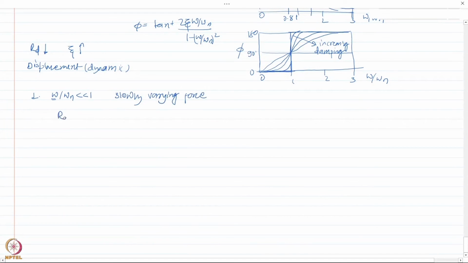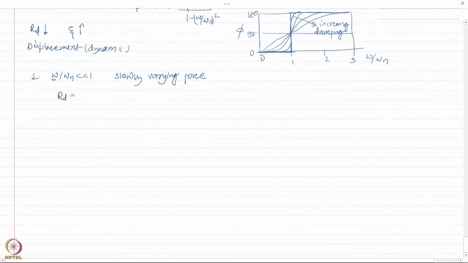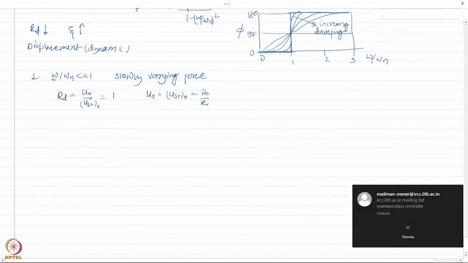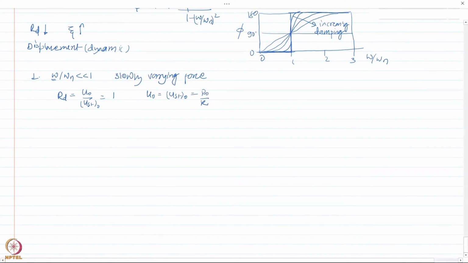If you look at the value of RD and if you substitute omega by omega n equal to 0, as we previously saw, this RD, which is U naught by UST, becomes equal to actually 1, right? So your dynamic displacement actually becomes equal to the static displacement. So for a very slowly varying force, your dynamic displacement is actually equal to static displacement, which is further equal to P naught by K. And this is actually controlled by the stiffness of the system here.